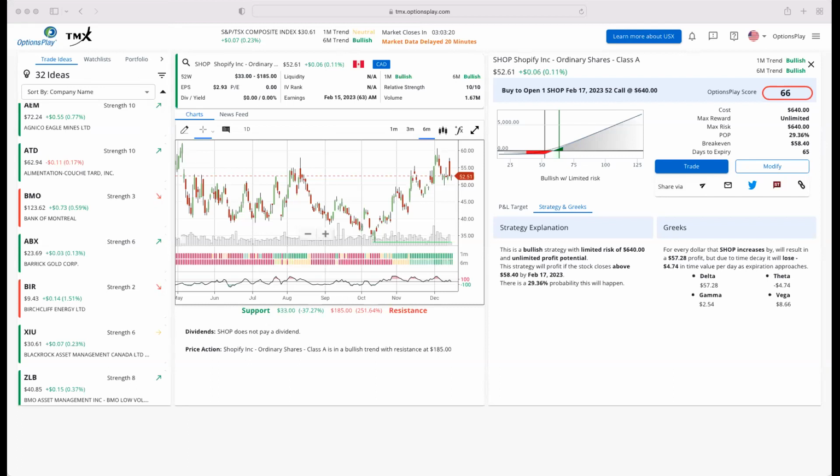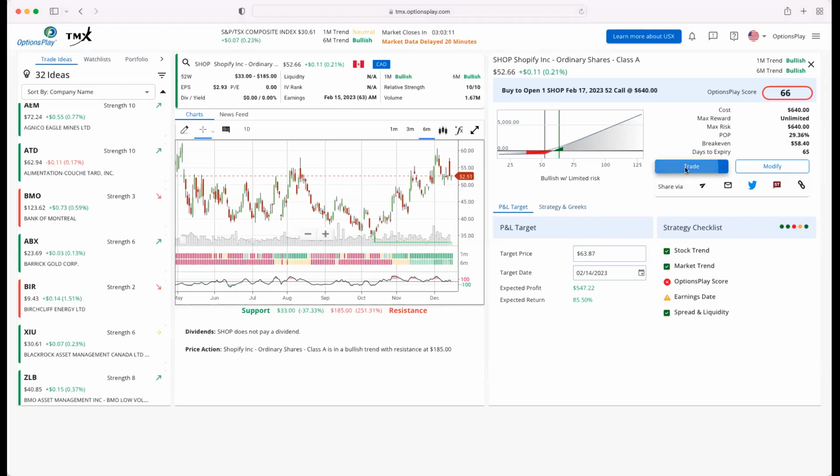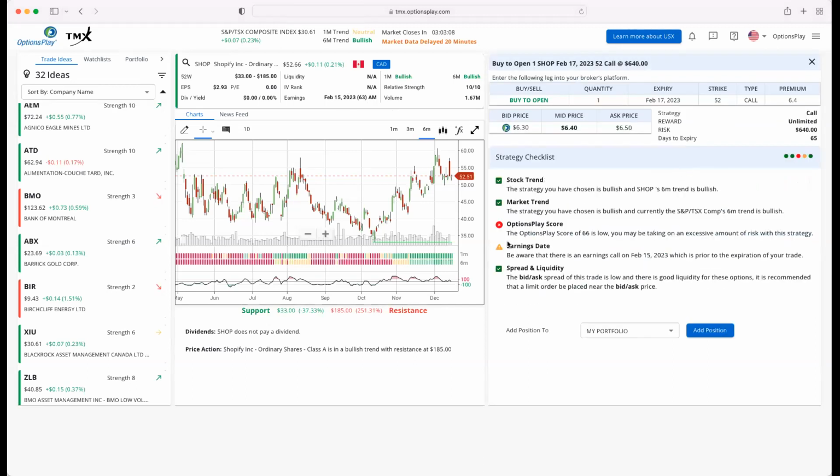So that's how you balance those macro versus micro factors. That's why you need to know when earnings are coming up, because that's going to increase implied volatility for an underlying security. And that's why we also have it here and on the strategy checklist. If you were to hit this trade button here, we'll let you know when the earnings date is, so you can be cognizant of that implied volatility activity.